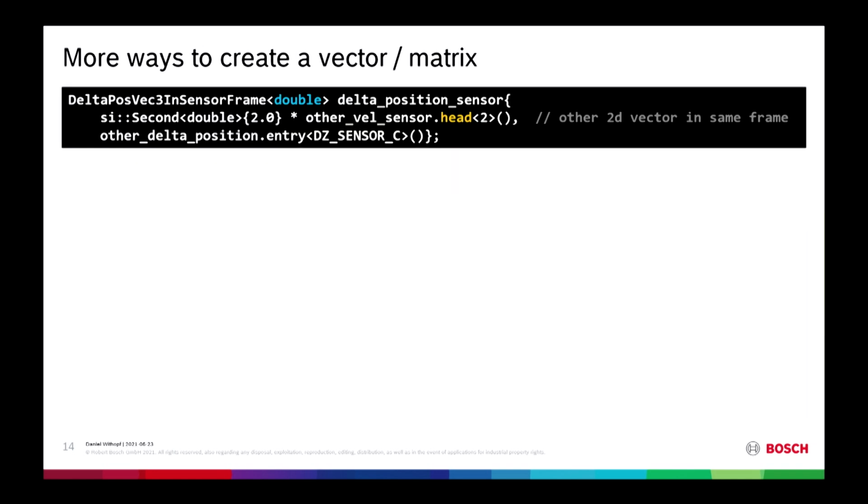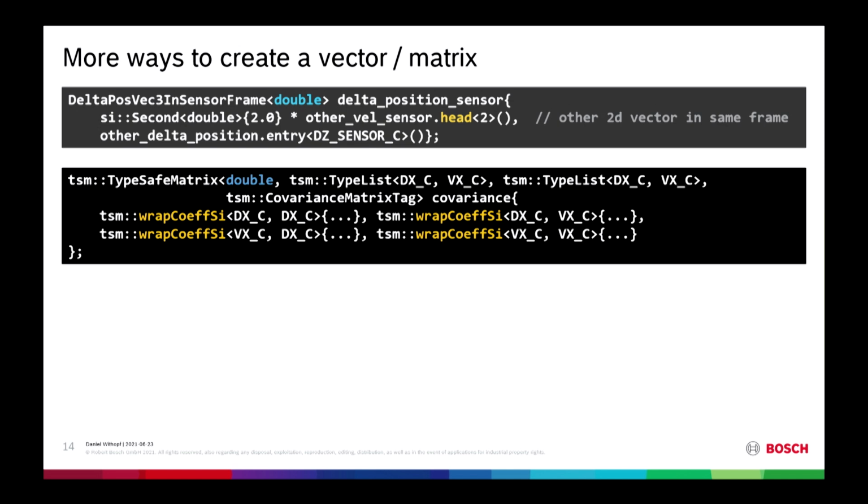We can also do a little bit more complex constructions. So in this example, we're creating a three-dimensional displacement vector. And we do that by listing the first two elements here. So we're extracting the first two elements from a velocity vector, from other velocity vector in sensor frame. And then we multiply it with the duration in seconds. And the duration multiplied with the velocity gives you a displacement vector. So that means we have a two-dimensional displacement vector, and we can use that to initialize the first two elements of the vector we're constructing. And then we also have to list the third element. We're doing that manually here by calling the entry method.